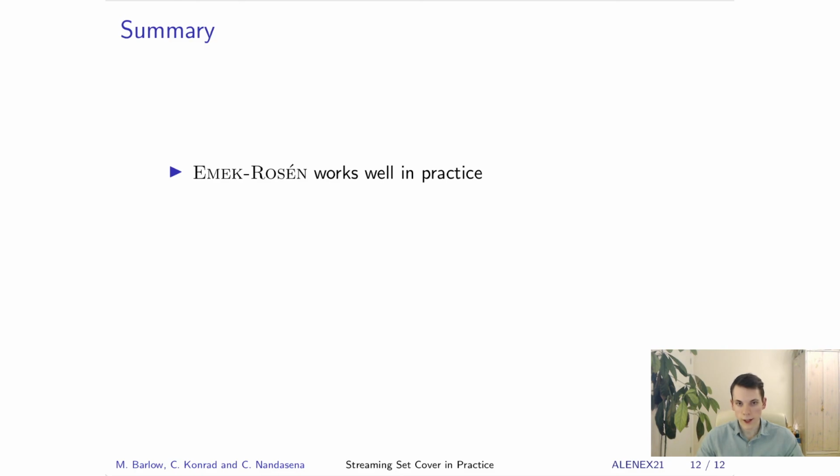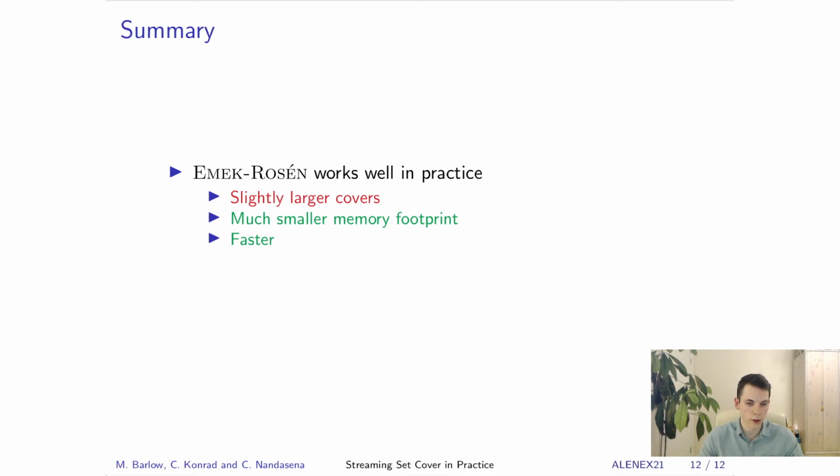So, in summary, our main result really here is that the Emek-Rosen algorithm works well in practice. This is a really interesting result because, to the best of our knowledge, this is the first competitive algorithm that's just so conceptually different from the state-of-the-art greedy-like algorithms, and we've shown that it's competitive in practice. Of course, we're working with a trade-off here. The covers produced by Emek-Rosen are slightly larger, but because of that, we have a much smaller memory footprint, and the algorithm runs faster as well. And crucially, the smaller memory footprint means the algorithm scales much better to very large inputs.